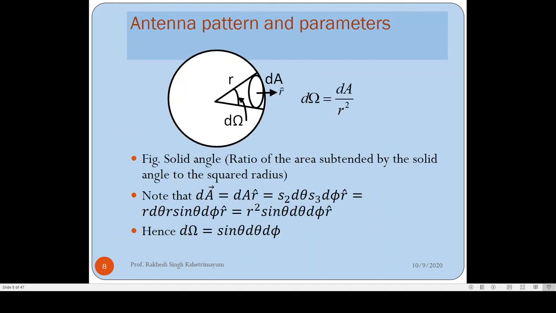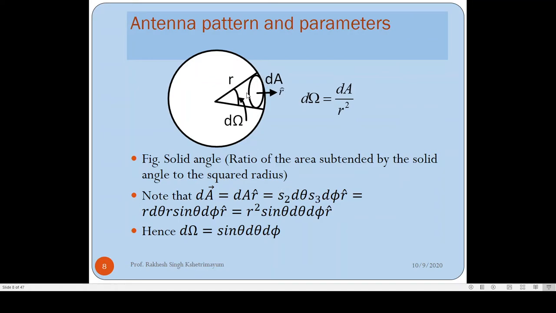In order to understand radiation intensity, we need to know what a solid angle is. Solid angle is denoted by d omega here. The area subtended by this solid angle on the spherical surface we denote as dA. The radius of the sphere is r. In that case, d omega is defined as dA by r squared. It is the ratio of the area subtended by the solid angle to the square of the radius.